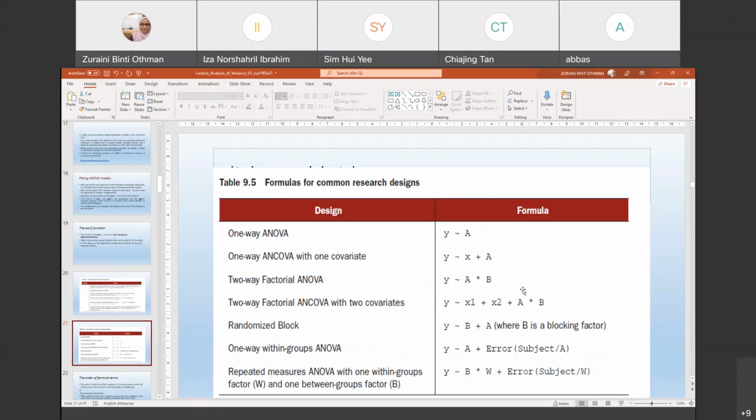And if we have a randomized block design, we can use this, where B is a blocking factor. This is the formula. Later we will look at examples of the formulas that we are going to use. Then one-way within-group Anova. This is one-way within-group Anova. We want to know the error subject divided by A, and repeated measures Anova with within-group factor W and one between-group factor B.